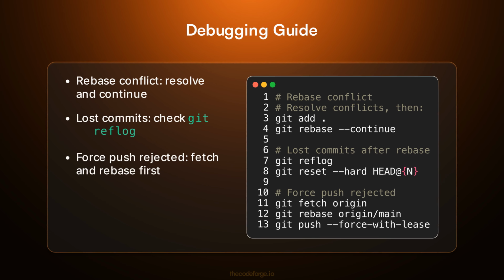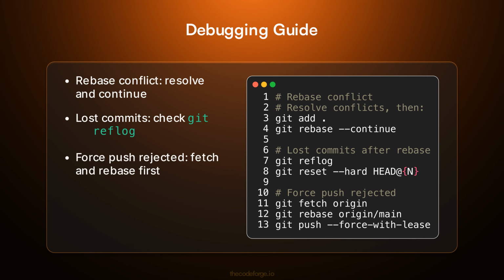For conflicts, resolve them and continue. If you lose commits, use git reflog to find the pre-rebase state. If force push is rejected, fetch and rebase first, then use force with lease.